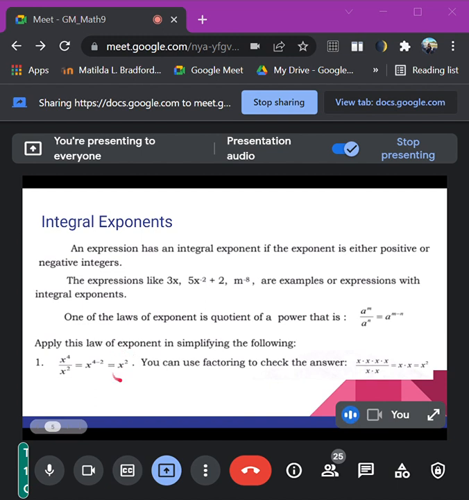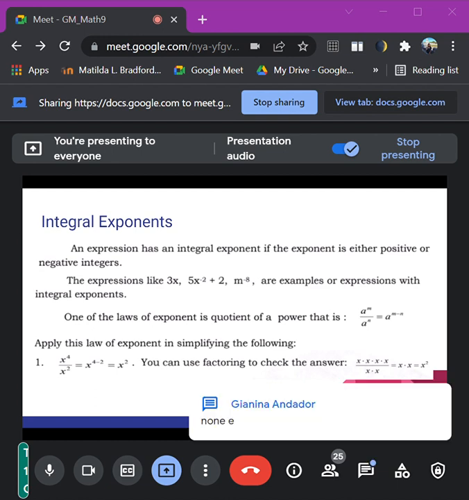As you can see, our result is a positive exponent, so it is still under integral exponents. Remember, when you subtract, it should be the exponent in the numerator minus the exponent in the denominator. We cannot do 2 minus 4 there. It should be the numerator minus the denominator. Questions for this first example? None? Okay.